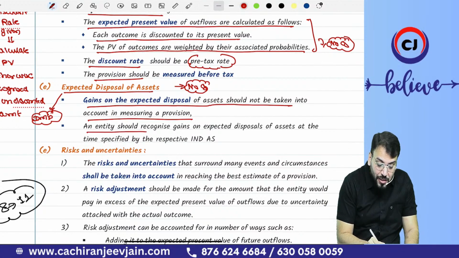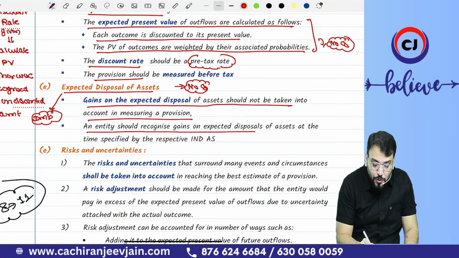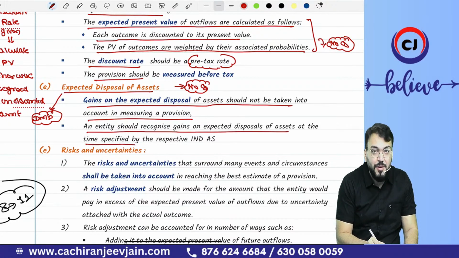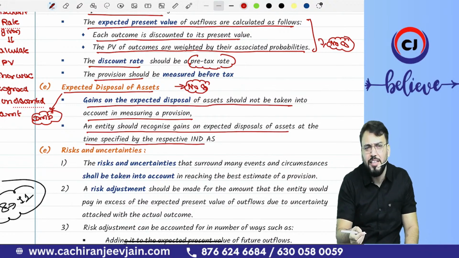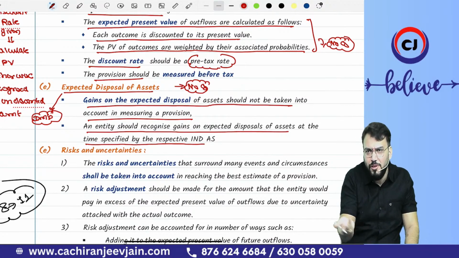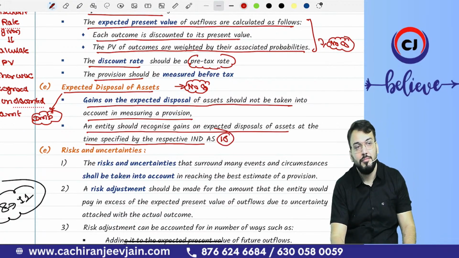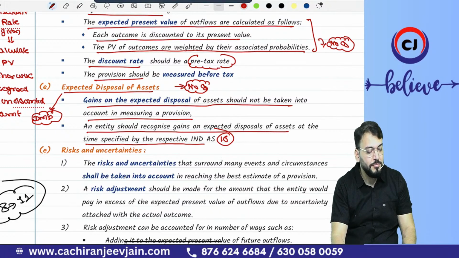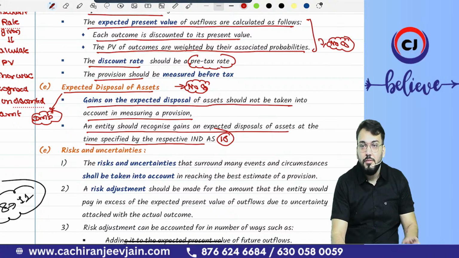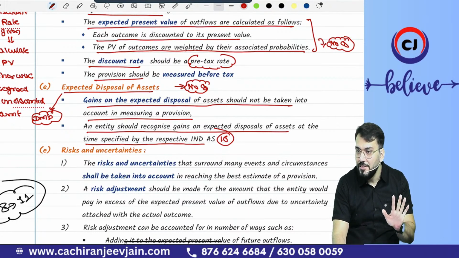An entity should recognize gain on expected disposal of assets at the time specified by reference to the respective Ind AS. Respective Ind AS here means Ind AS 16, property, plant and equipment. This para is very important from the exam point of view. Till now, no question of this nature has come.